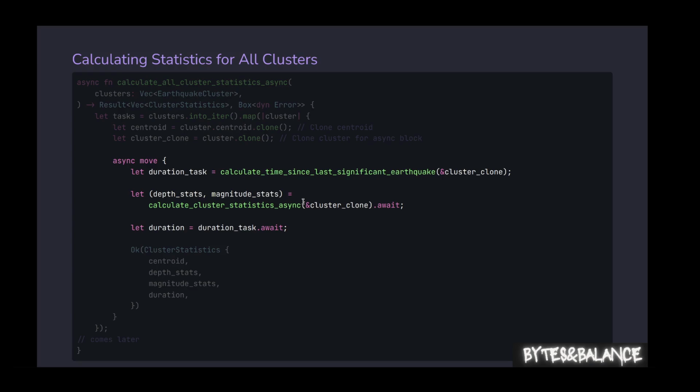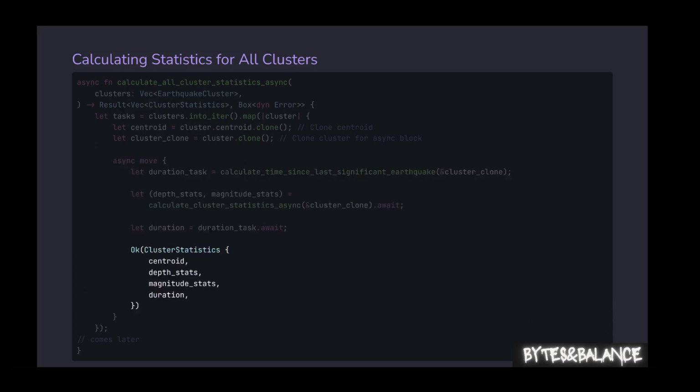Inside each task, we calculate the duration and the depths stats and magnitude stats using the calculate cluster statistics async function, which we saw in a previous slide. The await operator is used to wait for the results of these asynchronous calculations to be done. That's why we've got the await here. Then each task produces a cluster statistics struct containing the calculated statistics for that cluster. So this part is the return of each task.